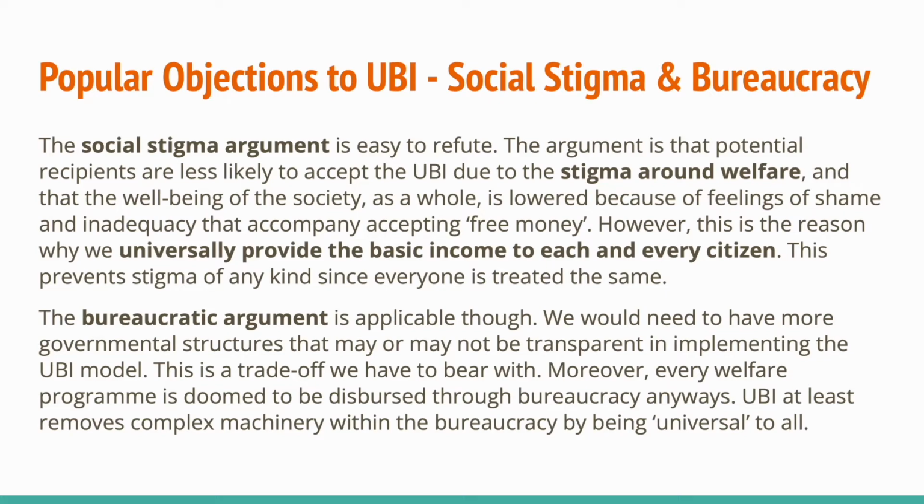The social stigma argument is very easy to refute. The argument says that potential recipients are very unlikely to accept UBI due to the stigma around welfare and because they feel ashamed accepting free money. But when we look at the core of UBI, we understand that everyone, irrespective of their social status, would be provided basic income, and thus it will prevent stigma of any kind since everyone is treated the same.